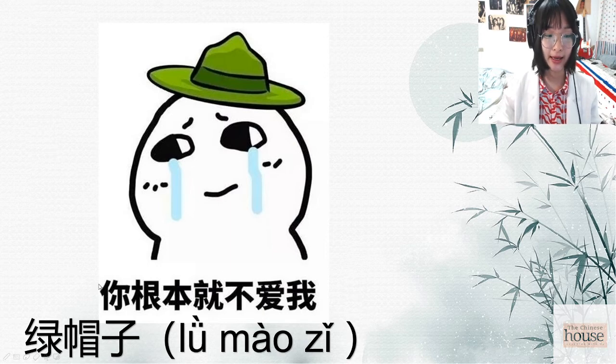And another meme, this is a green hat, called 绿帽子. We just learned 绿. 帽子 is hat. This meme is saying, 你根本就不爱我, you didn't love me at all. So what does 绿帽子 mean? When someone says you're wearing a green hat in Chinese, it means you're being cheated on by your girlfriend or boyfriend. Sad. It's very interesting that people have used this expression from 2,000 years ago. So I wish every one of us didn't wear green hats.